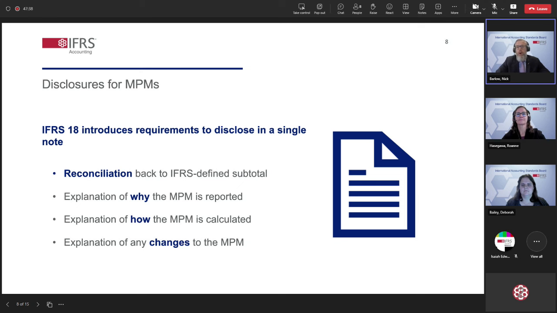The reconciliation will also provide investors with information that will help them to understand how these measures compare with similar measures provided by other companies that may be labeled similarly, and to judge whether they want to make their own adjustments.